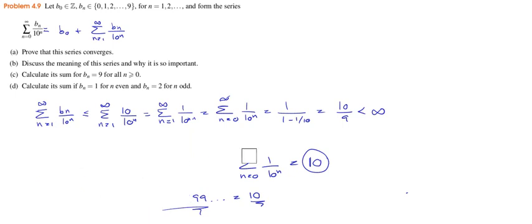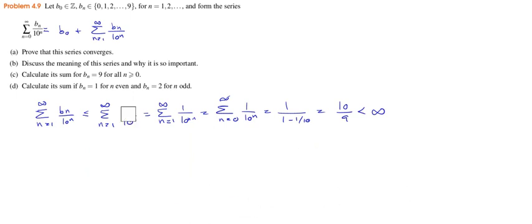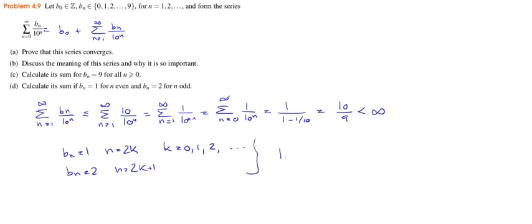And then the fourth part, D, asks us to calculate the sum if b sub n is 1 for n even and b sub n is 2 for n odd, 2k plus 1, where k starts at 0, 1, 2, and so on. Now, what does this mean? What's this number? Well, this is 1.212121 and so on. This number has a periodic expansion, as you can see: 2, 1, 2, 1, 2, 1, and it repeats. So that means this is going to be a rational number.